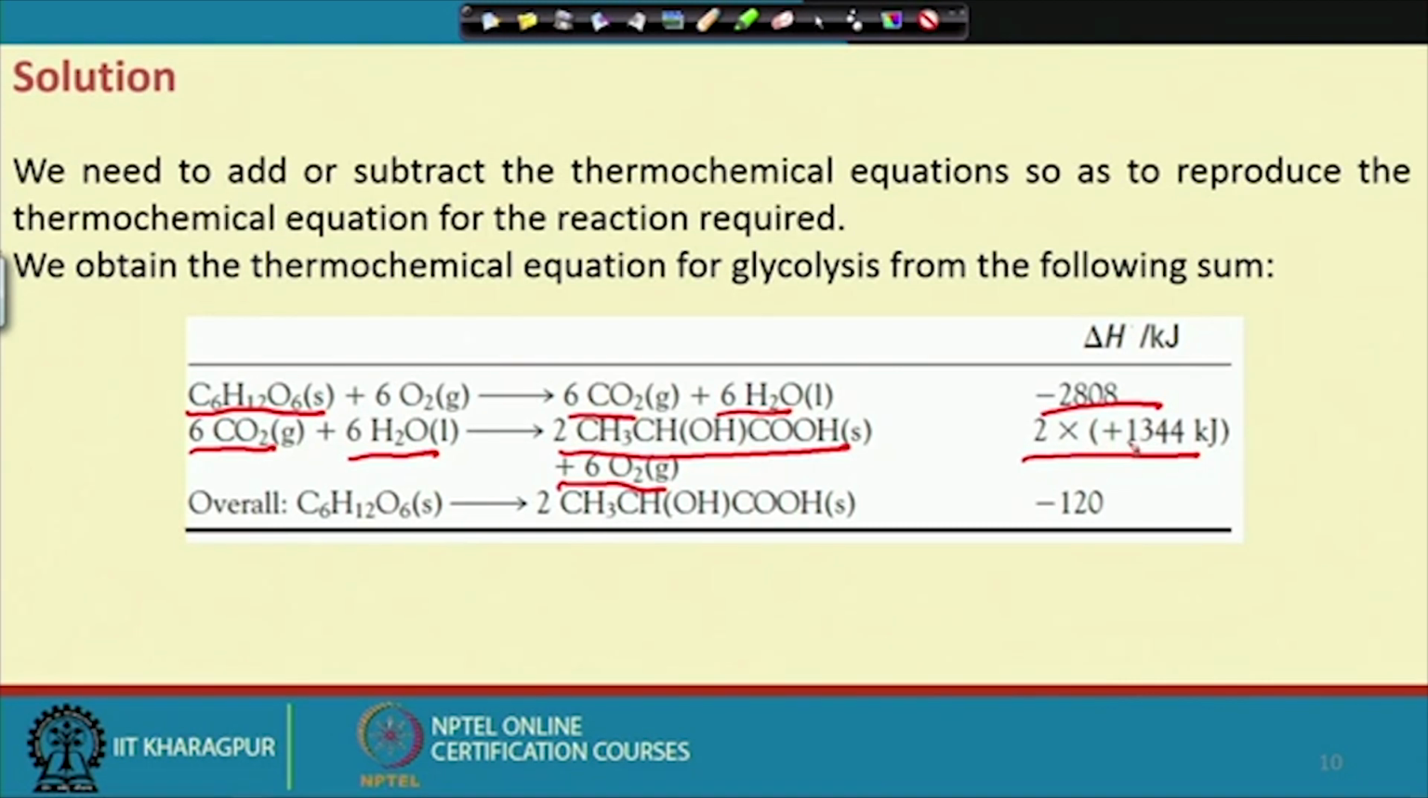This is the rate of formation; previously it was the rate of degradation. So, it is plus 1344. If you see the overall reaction, if you add these, then the carbon dioxide, water and oxygen will be cancelled. Then I can write that 1 mole of glucose produces 2 moles of lactic acid, and if you deduct, the enthalpy change comes to around 120 kilojoules per mole.